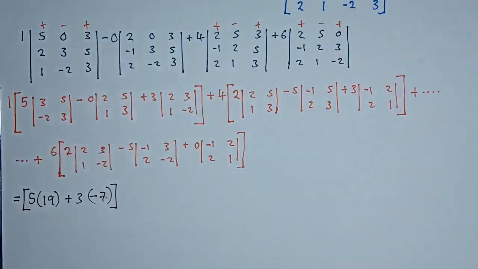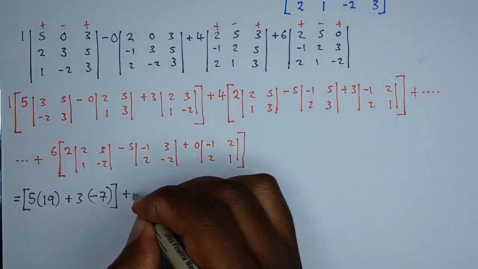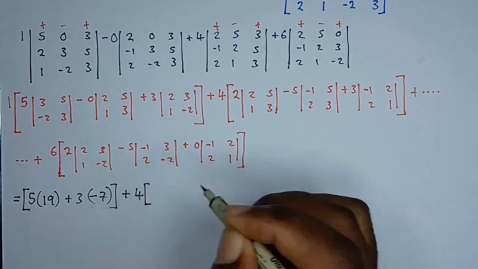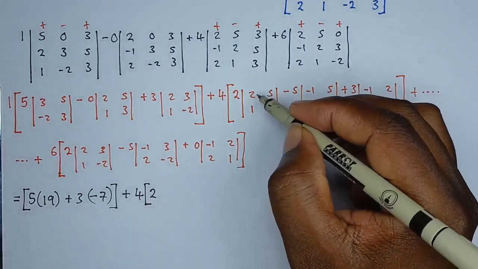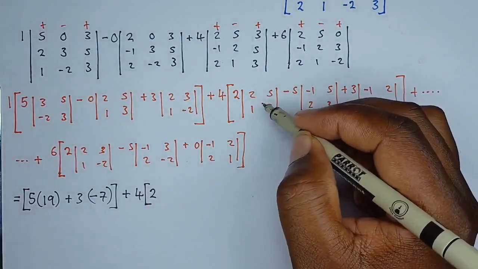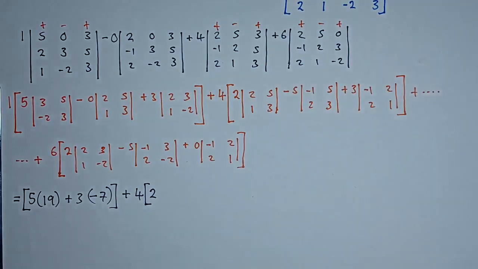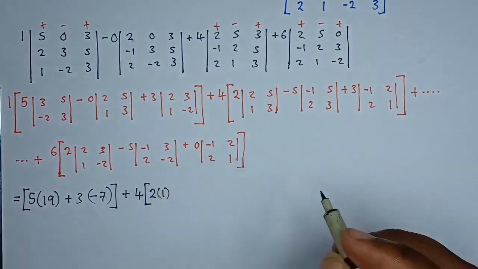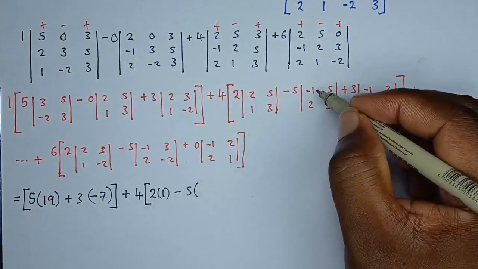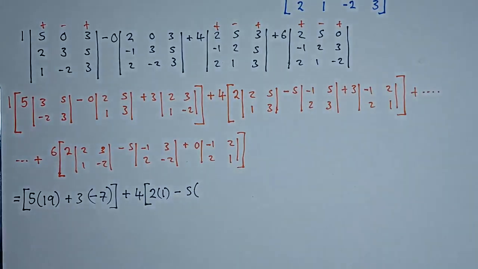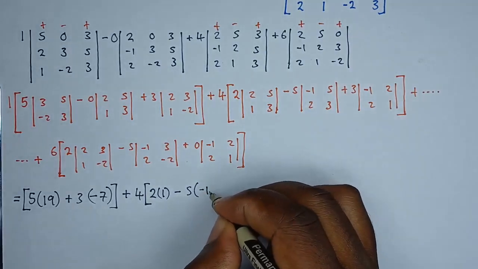If we go to the second bracket, remember we have a 4 outside for this one. So again we have a 2. 2 times 3, that's 6. 6 minus 5, that should give us a 1. Minus 5, this 5 here. The 2 by 2 formed will be negative 3 minus 10, which should give us a negative 18.